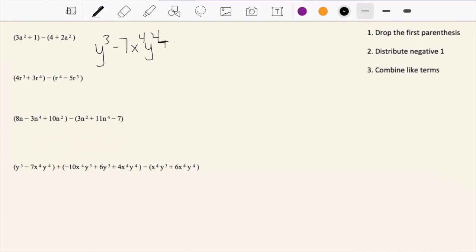plus negative 10 x to the 4th, y to the 3rd, plus 6 y to the 3rd, plus 4 x to the 4th, y to the 4th. So I'm going to stop there real quick to see if there's any we can combine.